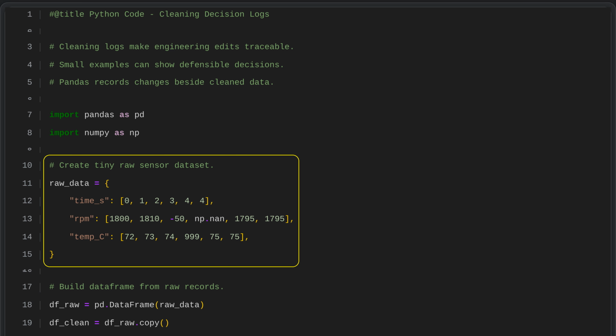We create a small sample dataset to mimic raw sensor readings for time, engine speed, and temperature. It includes common data quality problems, such as a duplicate timestamp, a negative speed value, a missing speed value, and an unrealistically high temperature. These intentional issues make the dataset useful for practicing basic data cleaning.